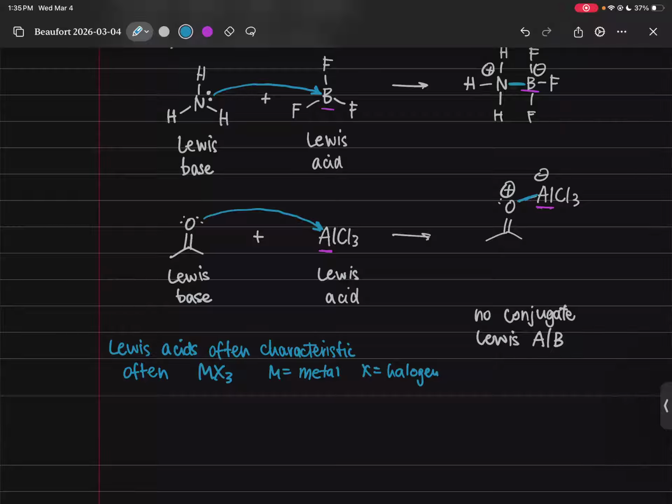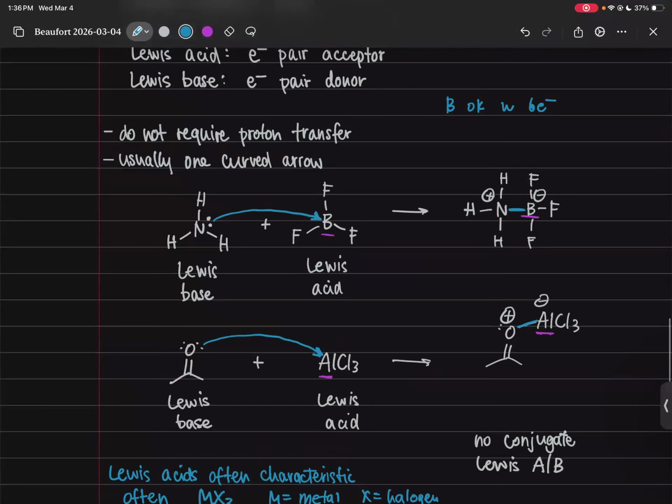And then Lewis bases are really, really broad. It's almost like the opposite. Lewis acids tend to be a very small group of just a few different really common compounds that are used as Lewis acids. Then Lewis bases can be anything with a lone pair, basically, right? Because it's an electron donor. And well, any lone pair can potentially do a reaction like this.